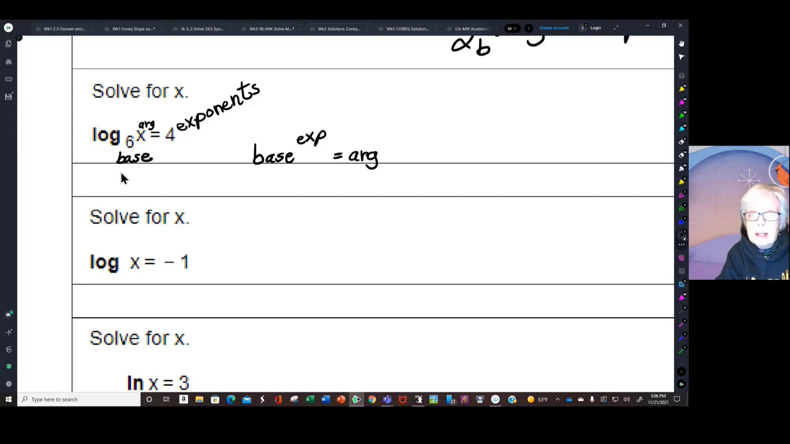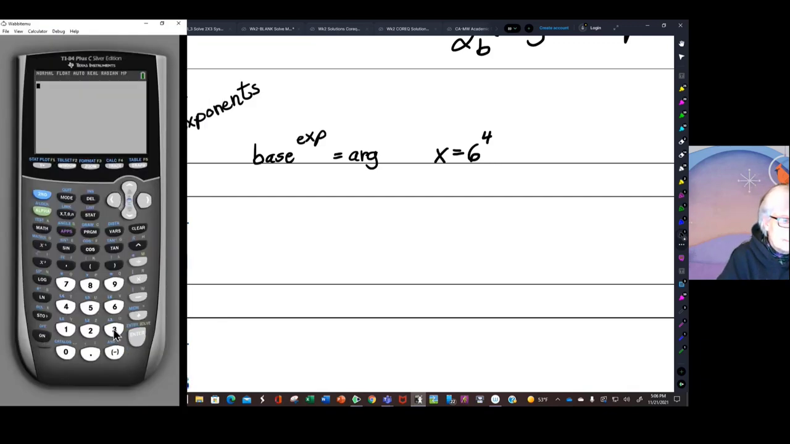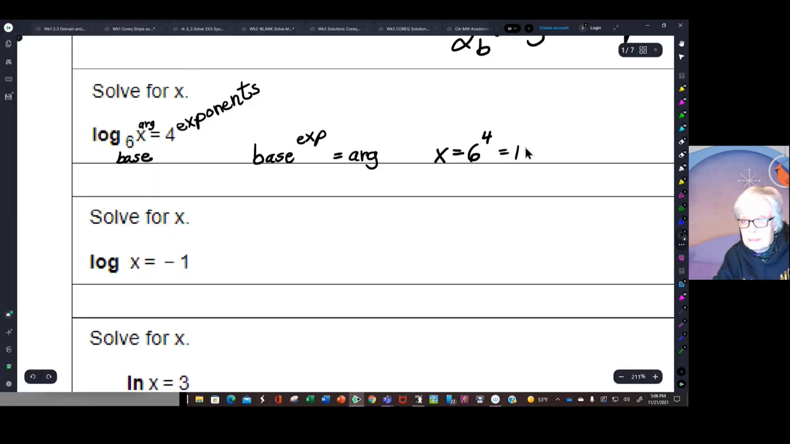Well, here, notice the argument is x, so x equals 6 to the 4th power. Now we can find out what that is, 6 to the 4th power. 6 caret 4, 1296. Quite honestly, if you're doing a paper exam, I prefer that. It's easier to grade.